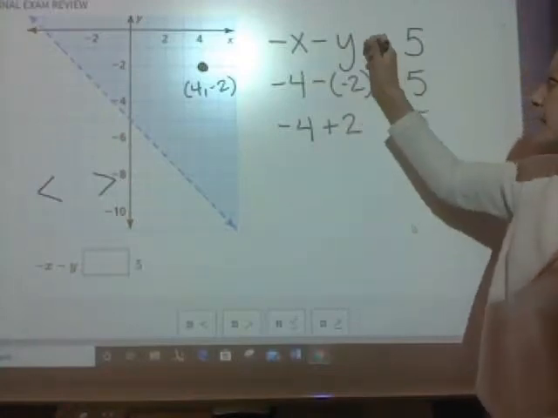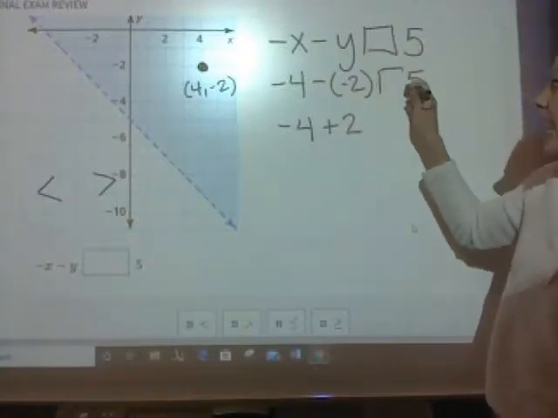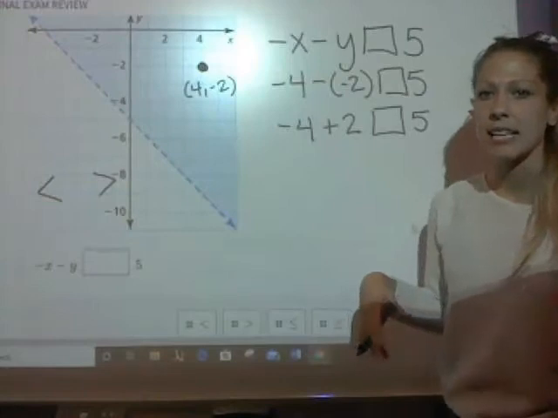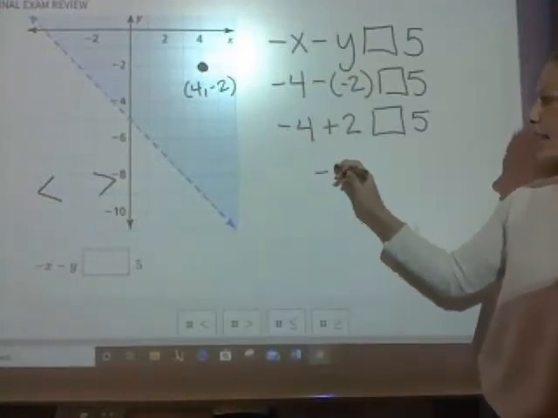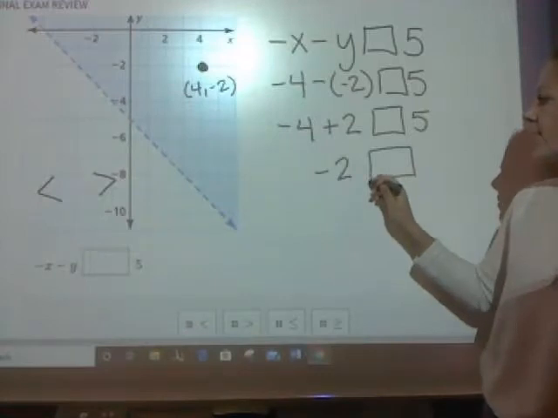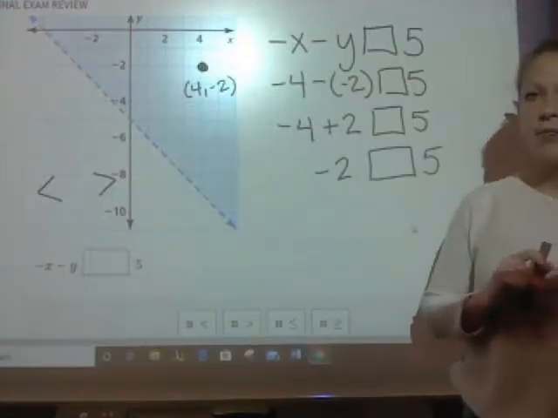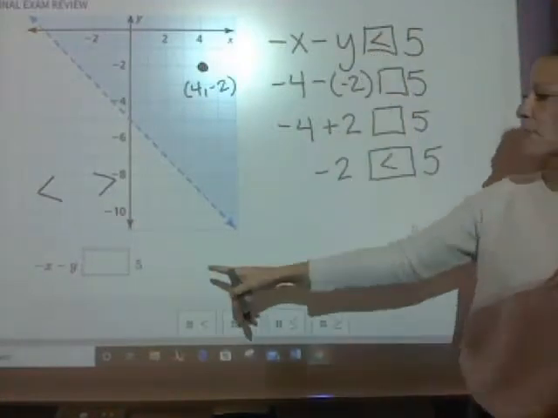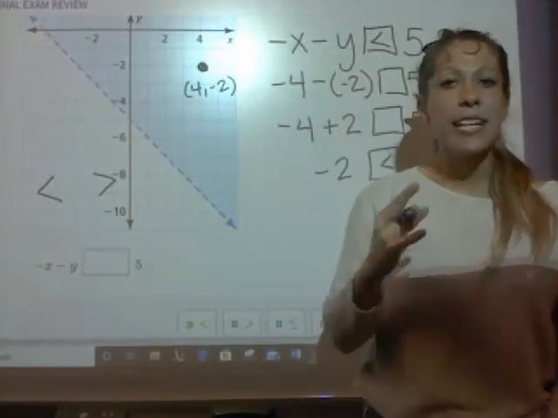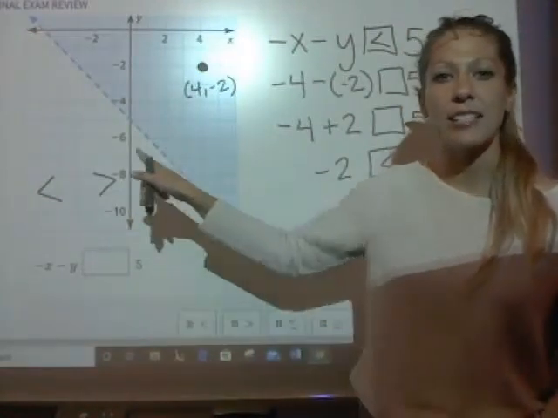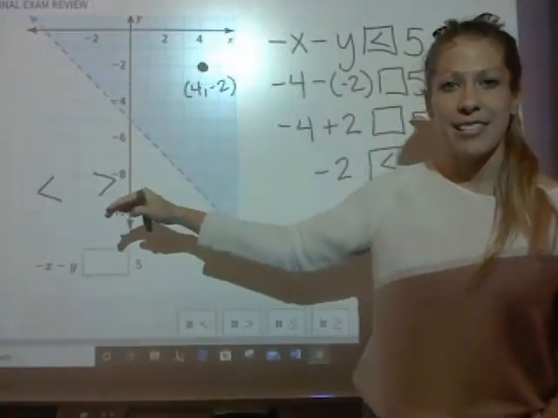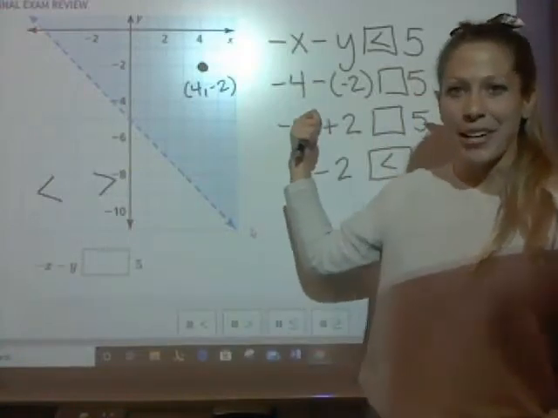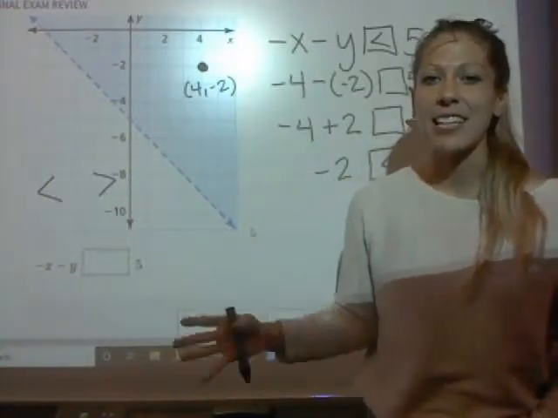So basically what we're trying to do is figure out what sign needs to go here. Does it need to be a greater than sign or a less than sign? So -4 + 2 is -2. Is -2 greater than or less than 5? And the answer is less than. So that's what goes here. It's going to be a less than sign. And remember, we know it's not less than or equal to because it's not a solid line. Checking whether it's solid or dotted will tell you whether or not it's equal to. Then you have to plug in a point to figure out whether it's going to be a less than sign or a greater than sign.